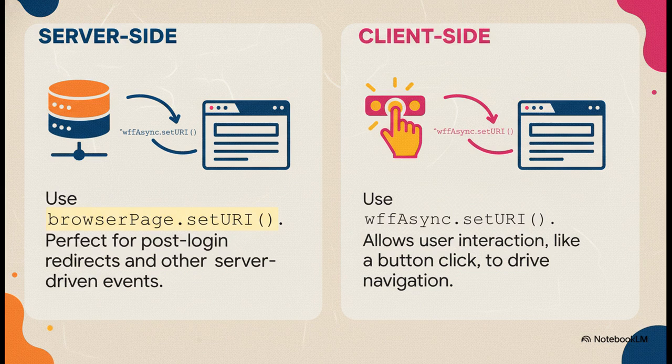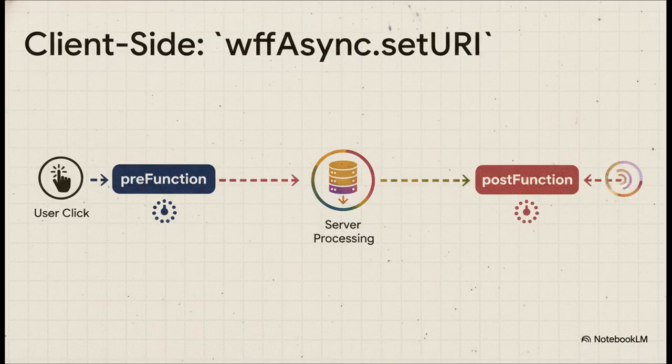Then you've got the client side. This is usually for when a user does something, like clicks a button. In that case, you'll use the JavaScript function wffweb.setURI. This lets the user drive the navigation. Now, that client-side function is especially flexible, and that's because it lets you run your own code before and after the navigation actually happens. So for instance, you could provide a pre-function that immediately pops up a loading spinner. Then, after the server has done its work and pushed the UI update, your post function runs, which is the perfect place to hide that spinner again.